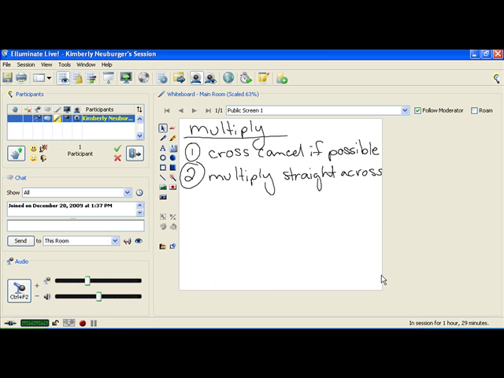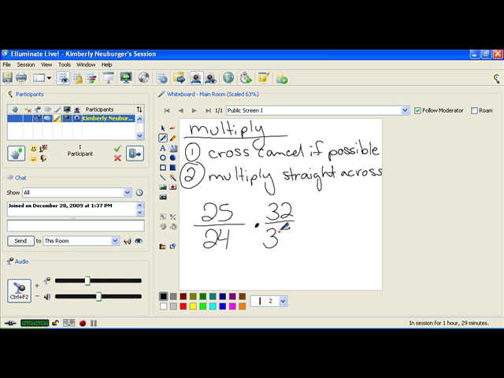Let's say that our problem was 25 over 24 times 32 over 35. Now, we're going to pair up values that have common factors. I notice right away 25 and 35 are both divisible by 5. So let's go ahead and divide those. I'm going to divide 5 into 25 to get 5, and 5 into 35 to get 7. So now I'm left with the 5 and the 7.